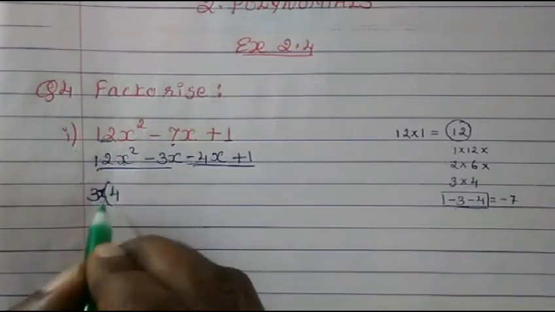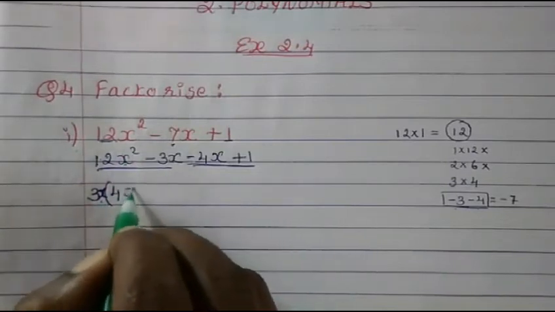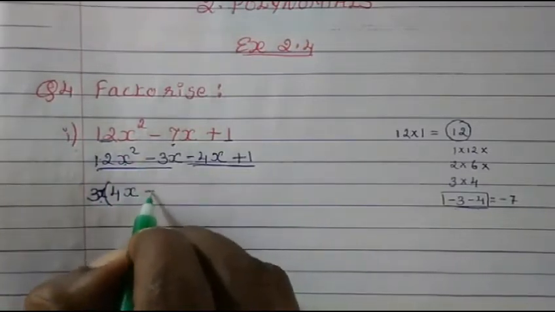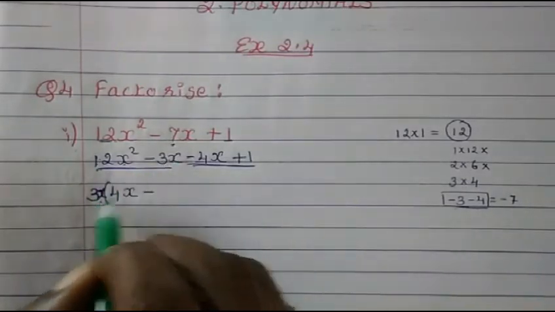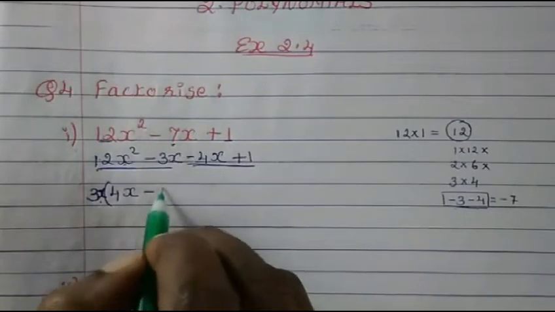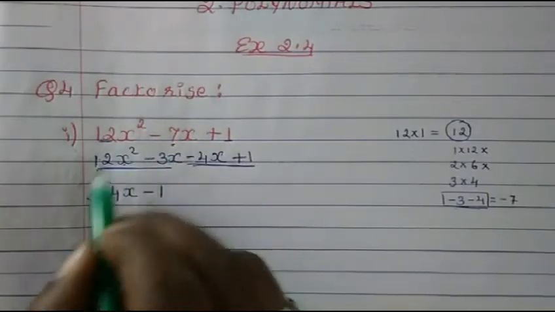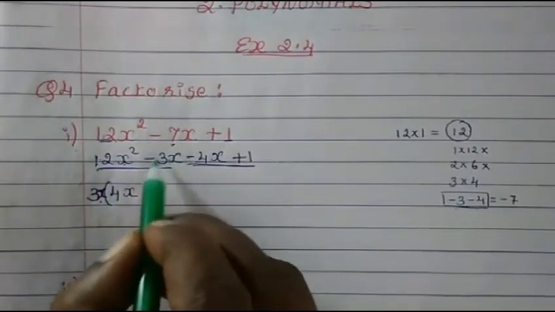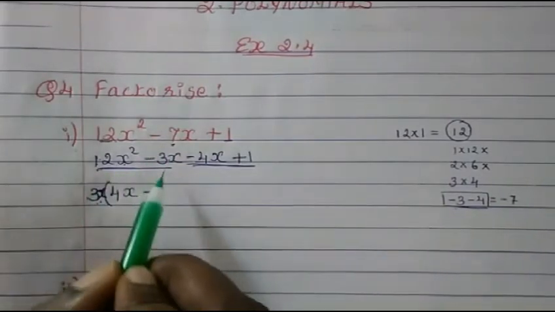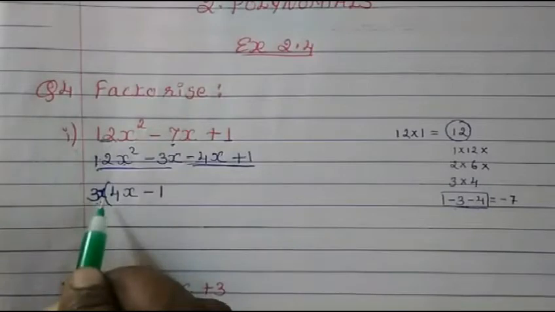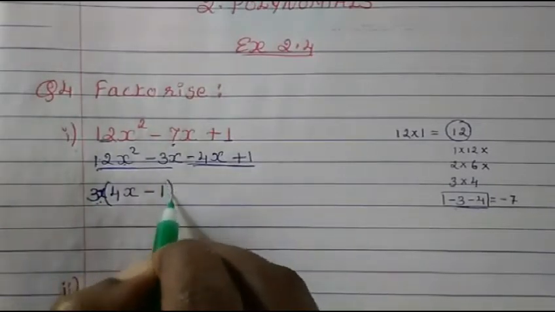Since here there are 2x, 1 we have removed as common, so 1 will remain here. Now minus as it is. Now 3 we have removed as a common here, so in the place of 3 we will put 1. And x also we have removed as common, so 3x is removed as common from here. From here with both, 3x is taken out, so we will get now 4x minus 1.